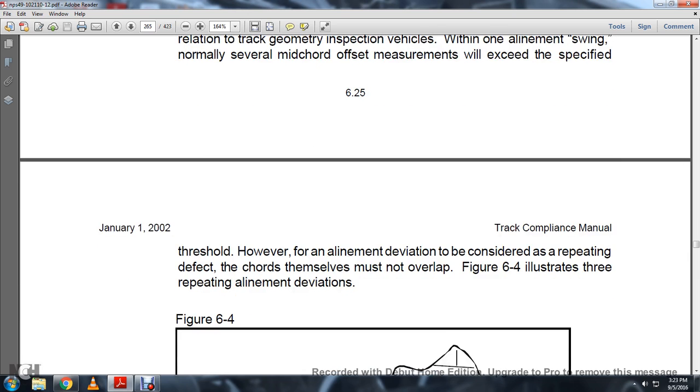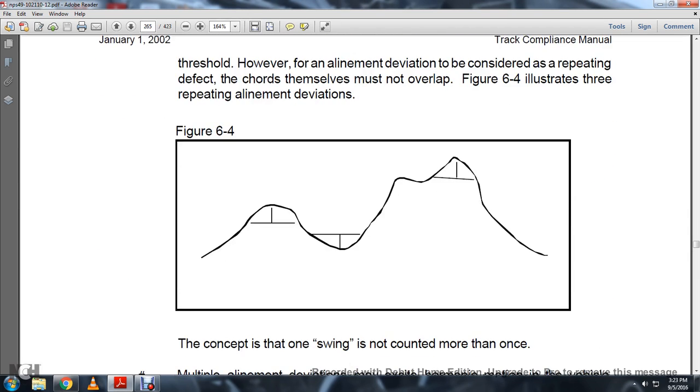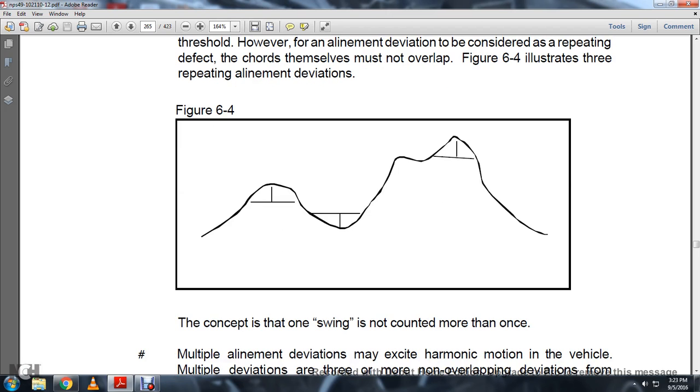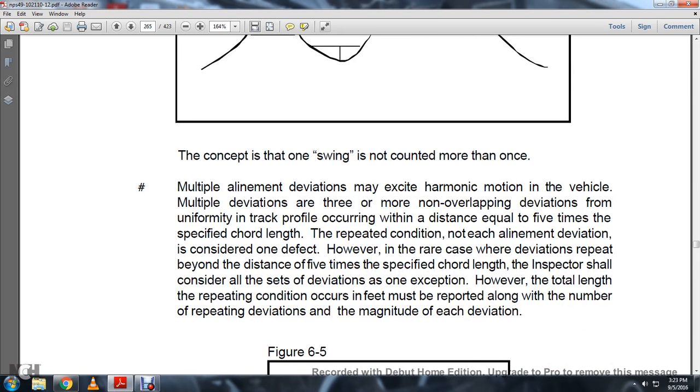Figure 6.4 illustrates these repeating alignments. So you have these different repeating alignments. The concept is that one swing is not counted more than once. Multiple unit deviations may excite the harmonic motion of the vehicle. Multiple vehicles in 3 or more non-overlapping deviations from the uniform track profile, occurring within a distance equal to 5 times the specified chord length, is a repeated condition.